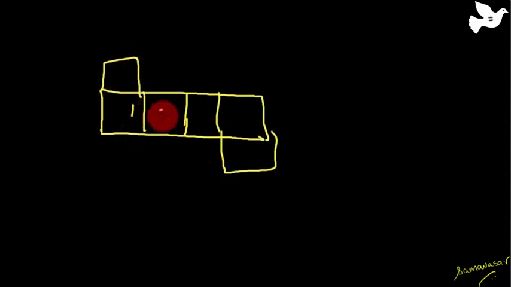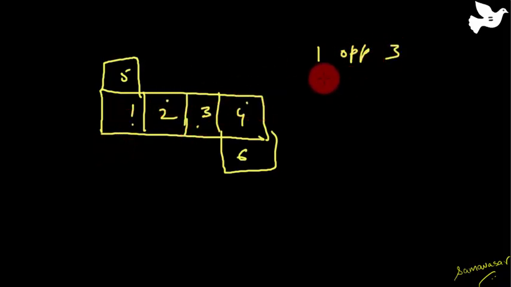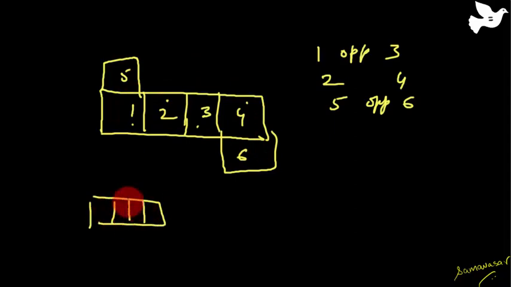Let me number these faces 1, 2, 3, 4, 5 and 6. You need to remember that 1 is opposite to 3, 2 is opposite to 4, and 5 is opposite to 6. So the alternate faces are opposite, and the flanks are the top and bottom ones no matter where they are. Even if you have one here and one here, they will still be opposite to each other. So that is the first concept you need to remember.